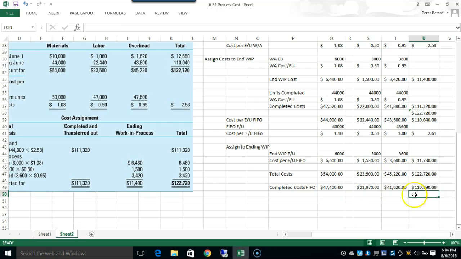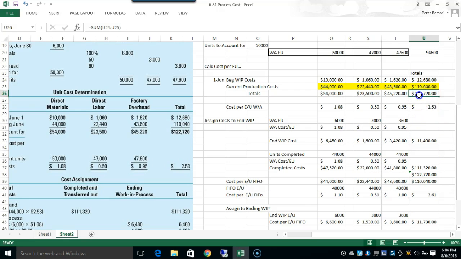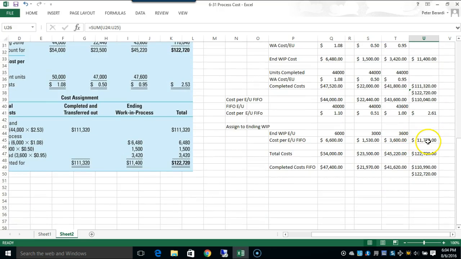So completed. So total is going to be ending WIP FIFO plus units completed FIFO, and that too equals the 122,000 of total cost. So you've allocated based on a FIFO to ending WIP 11,730 and completed costs of 110,990.